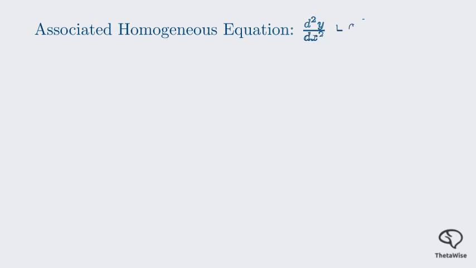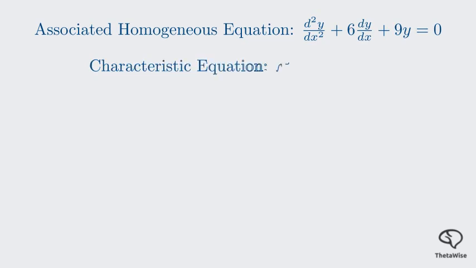To do this, we first solve the associated homogeneous equation, which is d squared y over dx squared plus 6 times dy/dx plus 9y equals 0. We solve this using the characteristic equation, which is an algebraic equation. We replace d squared y over dx squared with r squared, dy/dx with r, and y with 1. This gives us the characteristic equation, r squared plus 6r plus 9 equals 0. Now we need to solve this quadratic equation for r. We can notice that this is a perfect square trinomial. It factors nicely into the quantity r plus 3 squared equals 0.